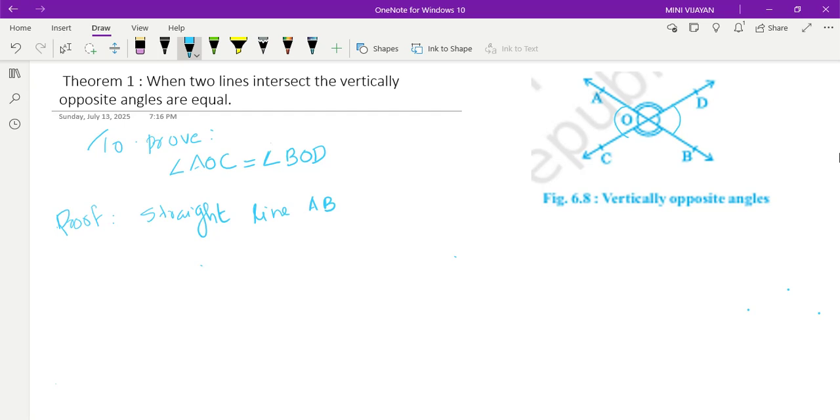So which angle should be added to AOC in order to get the straight line AB? That is the linear pair. We need to add that angle with AOC to get the straight line AB, which is 180. So angle AOC plus, in order to get the straight line AB, you need to add angle BOC. When you add angle AOC and angle BOC, we will get the straight line, 180 degrees. Okay.